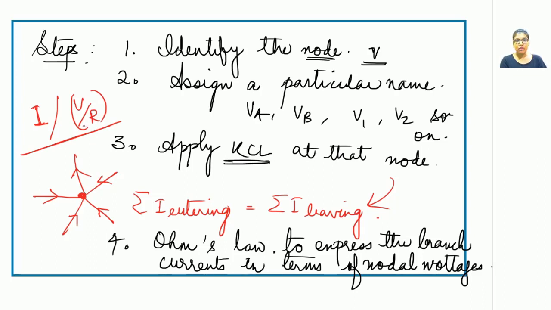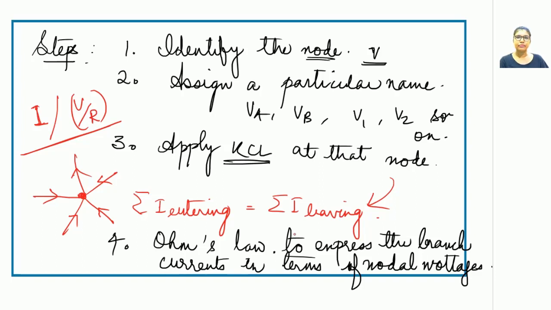Either you know the value of the current that is flowing through that node, or you have to express that particular branch current in terms of the nodal voltages, and you have to write it in the manner V by R. So these are the basic steps that one should know before writing the nodal equations. Now let us go into solving a few numericals, and finally we'll solve the numerical that was shown in our first slide.